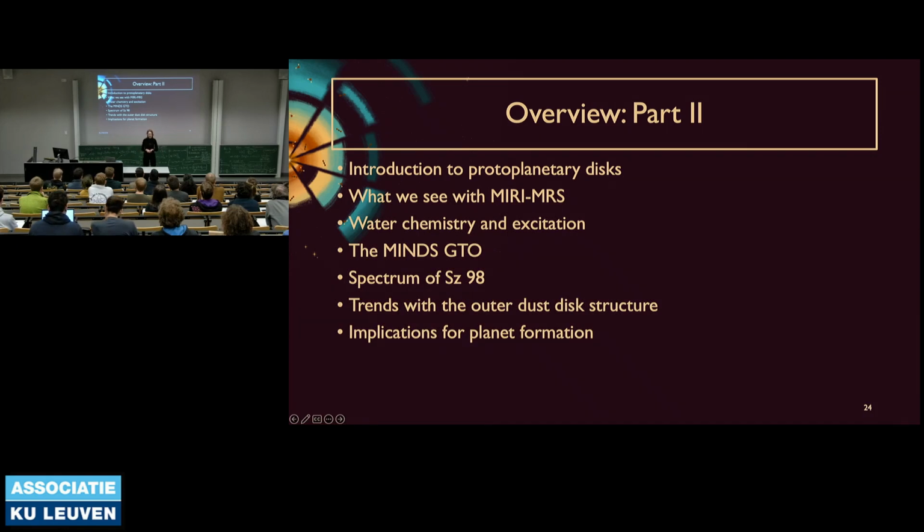I will be showing a spectrum of one of the disks that I looked at specifically, which was SZ98. Then some of the work that I've been doing now, which is trends with what the outer disk structure looks like and what we're seeing in the inner disk. And then finally, what the implications actually are for planet formation, which is probably one of the ultimate goals, I guess, of understanding protoplanetary disks.